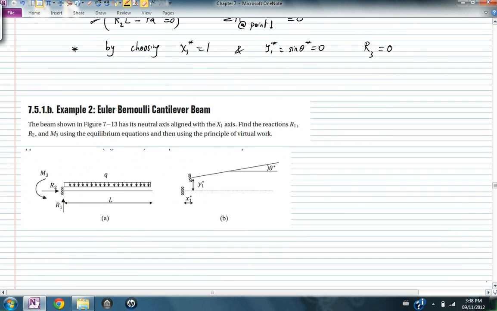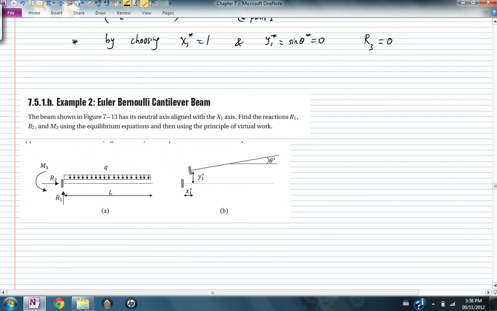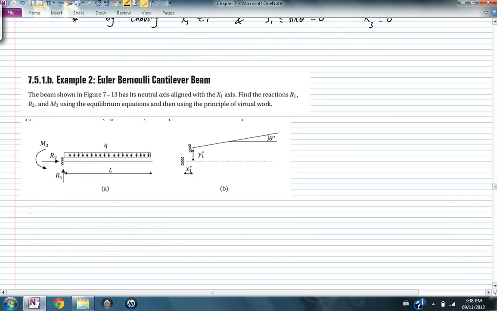A cantilever beam. So I have a beam. We need to find the reactions R1, R2, and M3 using the equilibrium equations and using the principle of virtual work. So using the equilibrium equations, the reactions are simple. Our sum of forces in the vertical direction is 0. So you get R1 is equal to Q multiplied by L. Sum of the forces in the horizontal direction is 0. R2 is equal to 0.